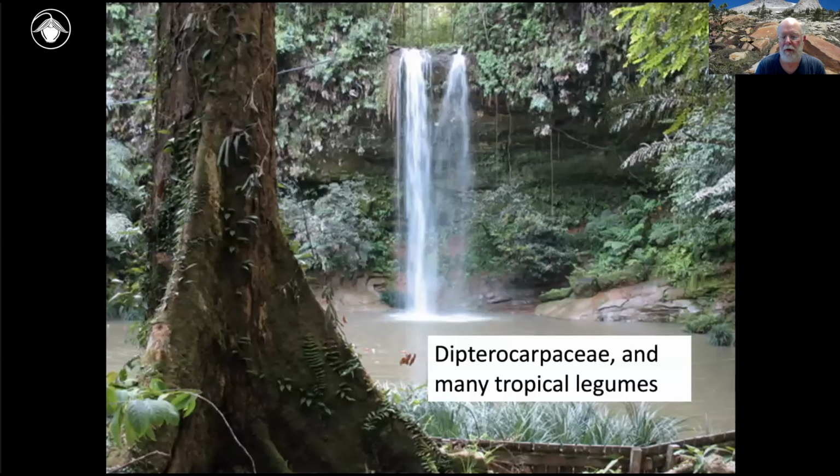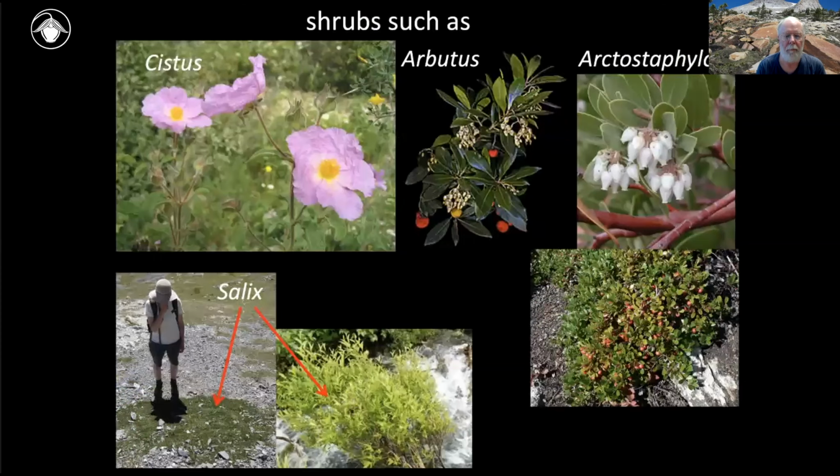And in the tropics, the Dipterocarps, a tropical family mostly in Southeast Asia, but a few elsewhere, and many tropical legumes, things like Didymosphaeria, are ectomycorrhizal. And then there are a few things that are not big trees that are ectomycorrhizal. Small shrubs such as Cistus, Arbutus, Arctostaphylos, and willow are ectomycorrhizal. And you tend to find these, well, I'll come back to where you find all of these in a moment.